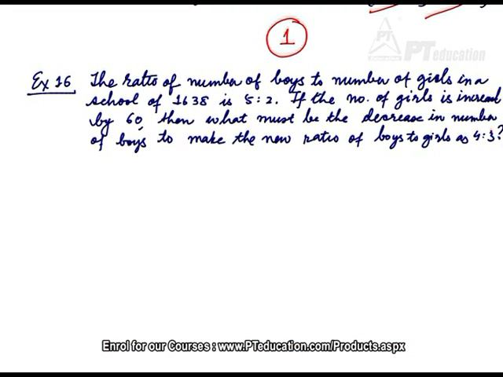Let us take up another practical example. As we can read in the notepad, example 16. The ratio of number of boys to number of girls in a school of 1638 is 5:2. If the number of girls is increased by 60, then what must be the decrease in the number of boys to make the new ratio of boys and girls as 4:3?